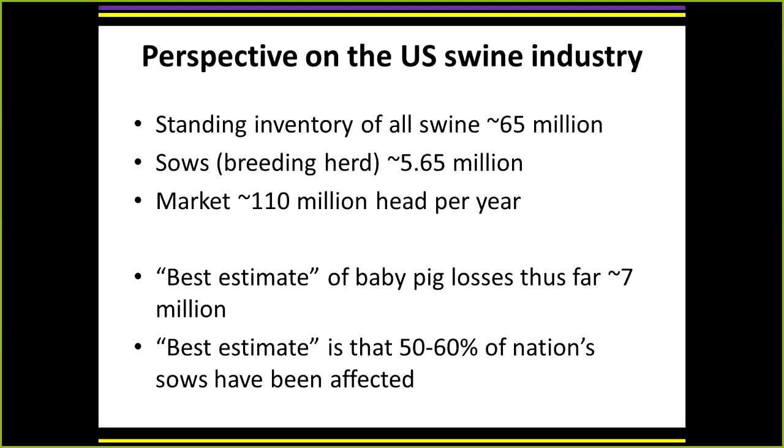Looks like the best estimate thus far is that we've lost about 7 million pigs, which you can see that 6% impact on a production system is huge. And our best estimate today is that 50 to 60% of the nation's sows have been affected. That does not mean 50 to 60% of the herds, because in today's modern swine production industry, the vast bulk of production are in large herds, and those have been probably the most severely affected that we're aware of.